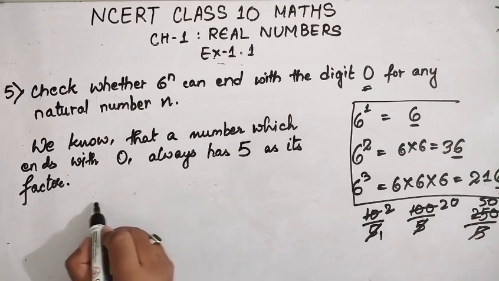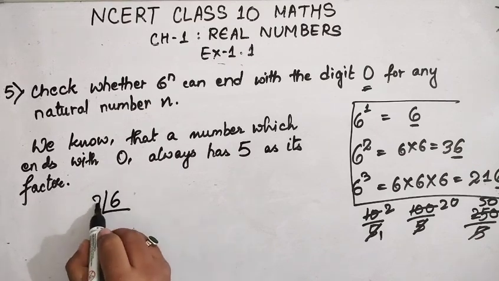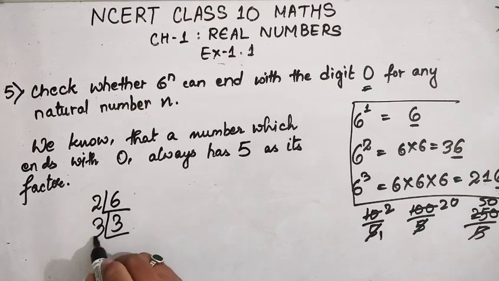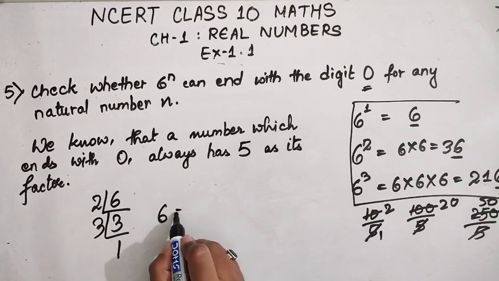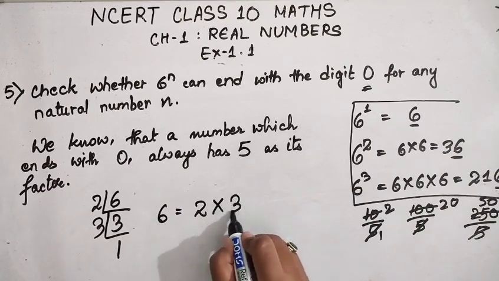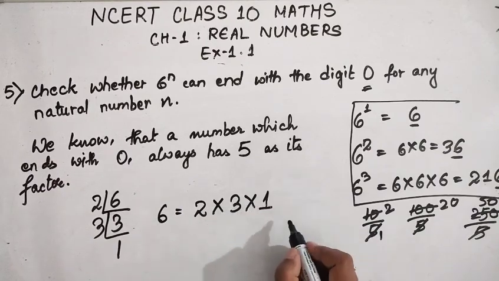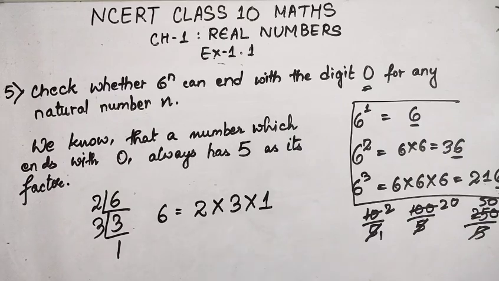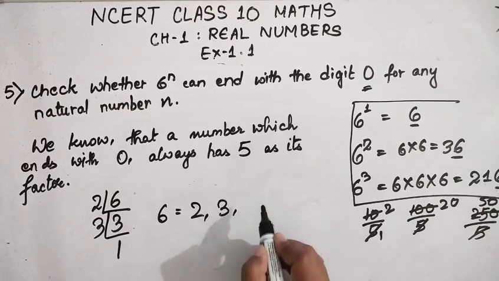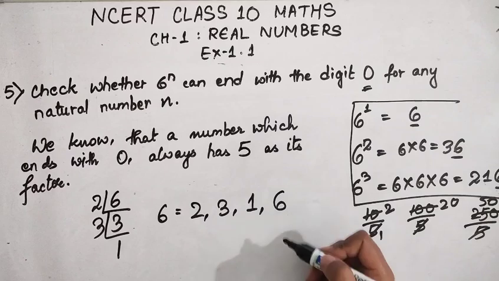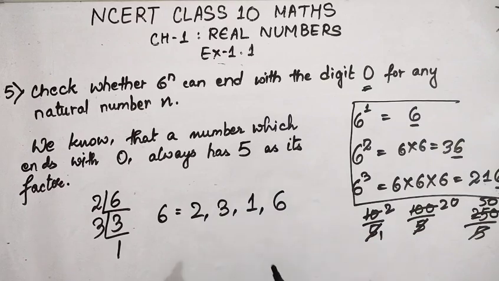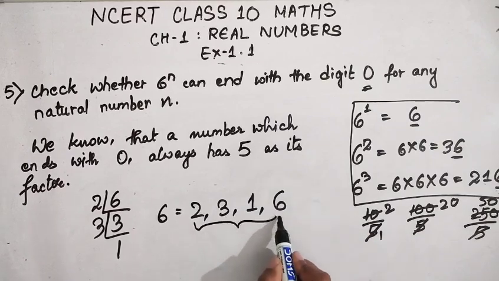Now let us take factors of 6. It is 2 into 3 into 1. That is, the factors of 6 are 2, 3 and 1, or else we can write it in a different way, 2, 3 and 1 and 6 itself. These are the factors of 6. So we don't see any 5 over here.